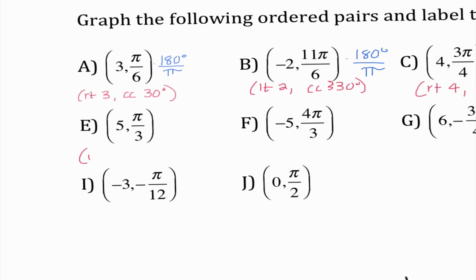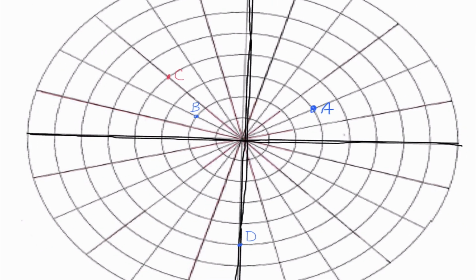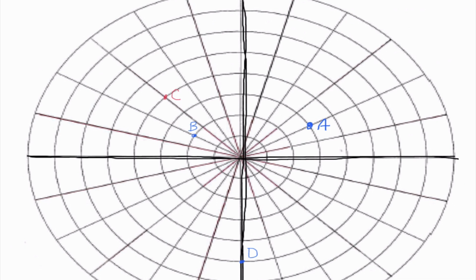Okay, E is telling me to go to the right 5 and go counterclockwise 60 degrees. I definitely did not mean to draw that right in the middle of everything. There we go. Okay, so counterclockwise 60 degrees to the right 5. So I'm going to go to the right, 1, 2, 3, 4, 5, 30, 60 degrees. So that would be point E.